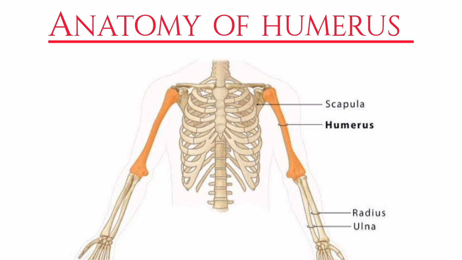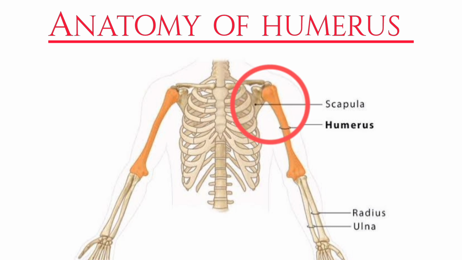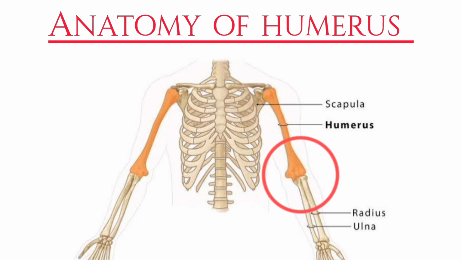In today's video, we are going to talk about the anatomy of the humerus. The humerus is the principal bone of the arm. Its name comes from the Latin word for shoulder, reflecting its connection to this region. The humerus is crucial for arm mobility as it forms joints on both ends. Proximally, it articulates with the scapula at the glenohumeral joint, while distally, it articulates with the radius and ulna at the elbow, allowing the hinge and pivot movements.